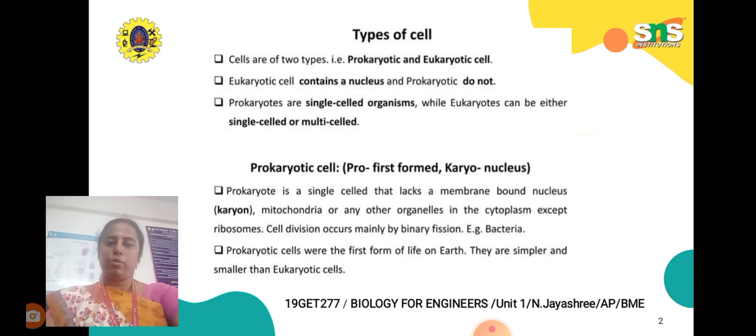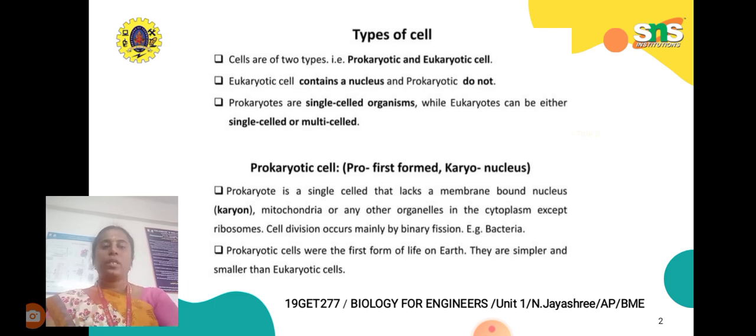Eukaryotic cells contain a nucleus, whereas a prokaryotic cell does not contain any nucleus. Prokaryotic cells are single-celled organisms, while eukaryotic cells can be either single-celled or multicellular. A prokaryote is a single cell that lacks a membrane-bound nucleus, mitochondria, or any other organelles in the cytoplasm except ribosomes. Cell division occurs mainly by binary fission, for example in bacteria. Prokaryotic cells were the first form of life on earth. They are simpler and smaller than eukaryotic cells.